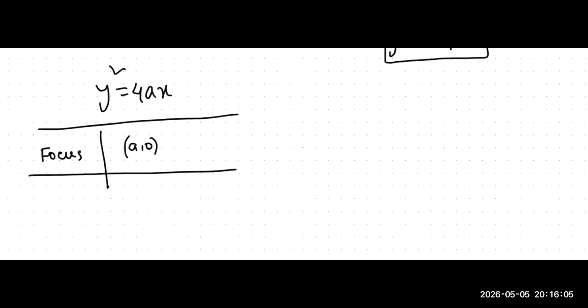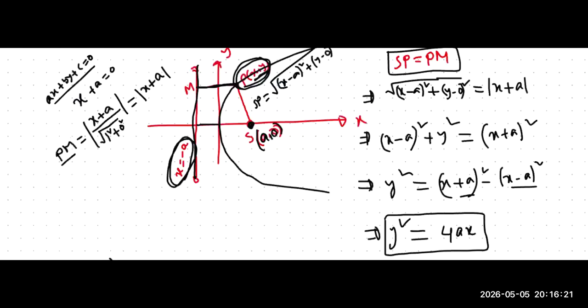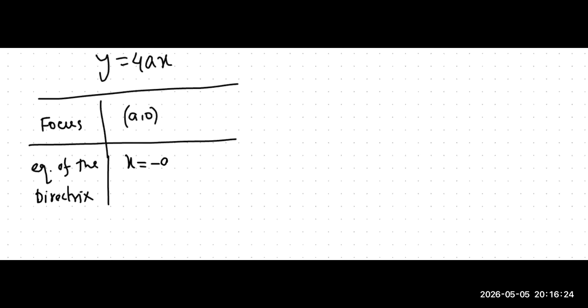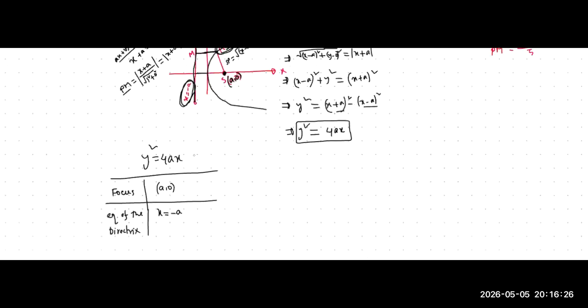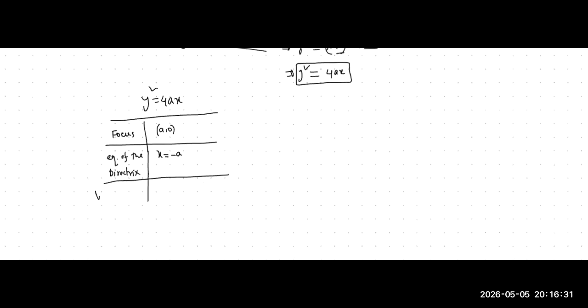And equation of the directrix, so this quantity is also given, that is x is equal to minus a. So x is equal to minus a is the equation of the directrix. And the third quantity is the axis of parabola.